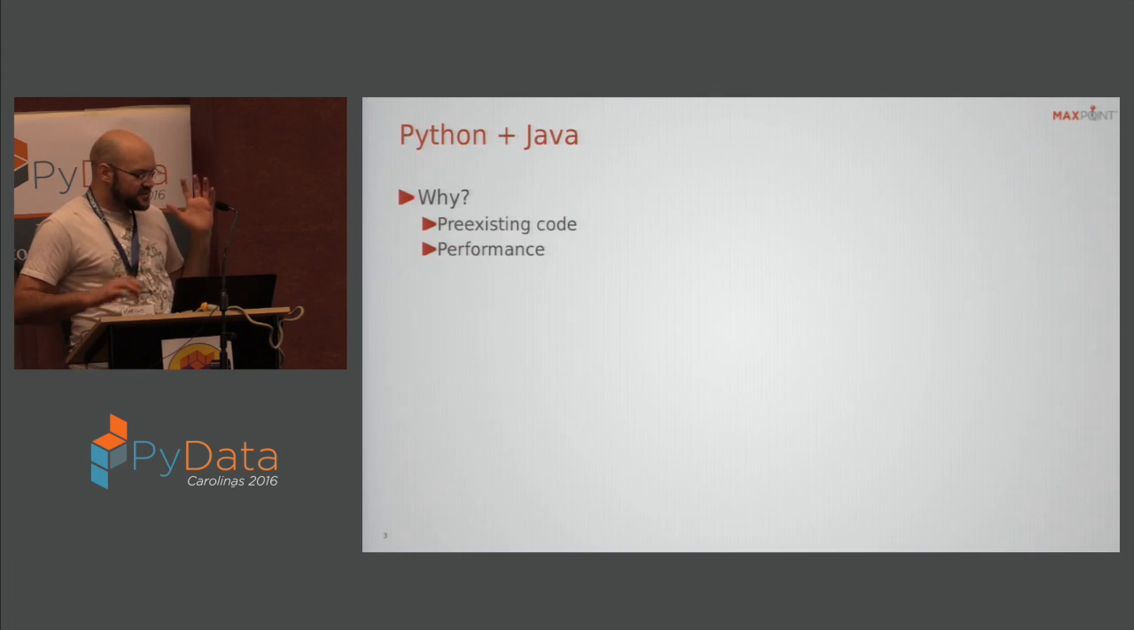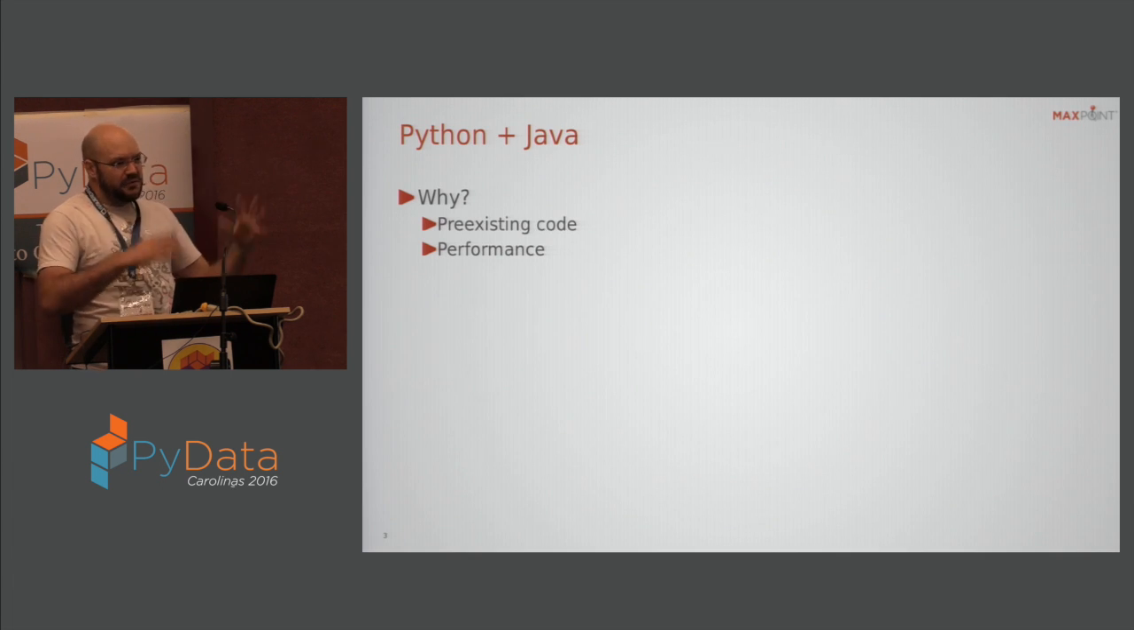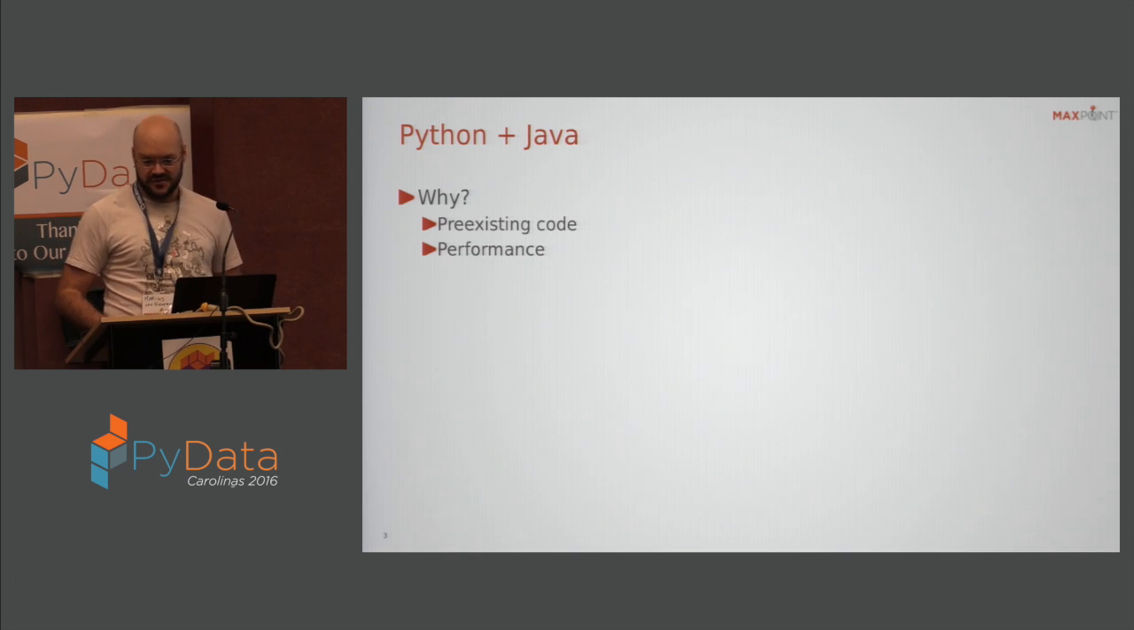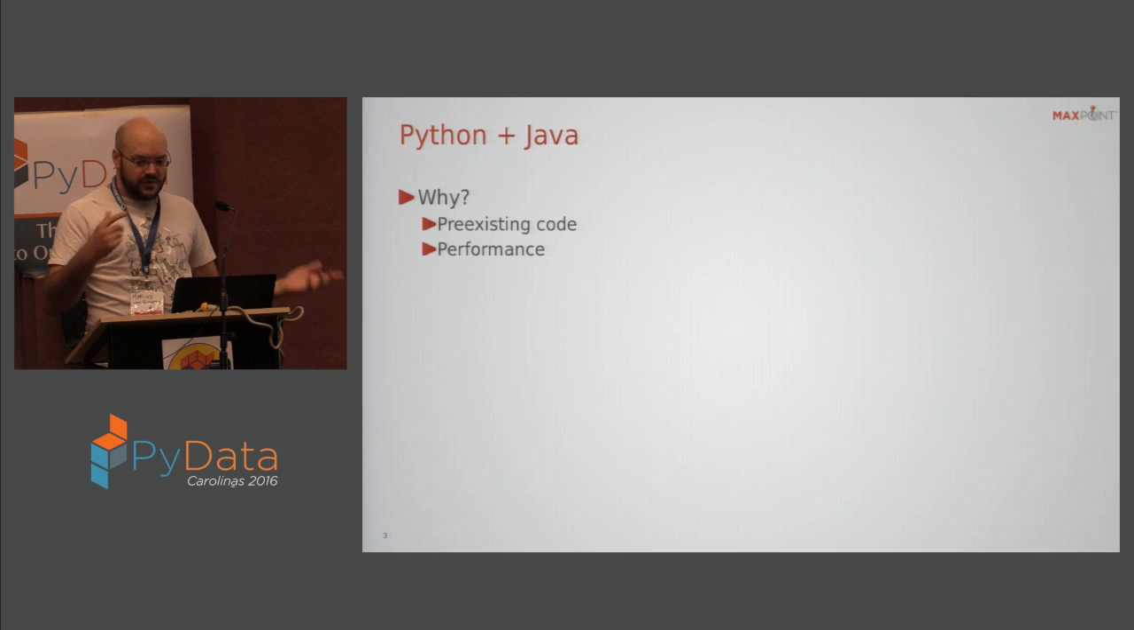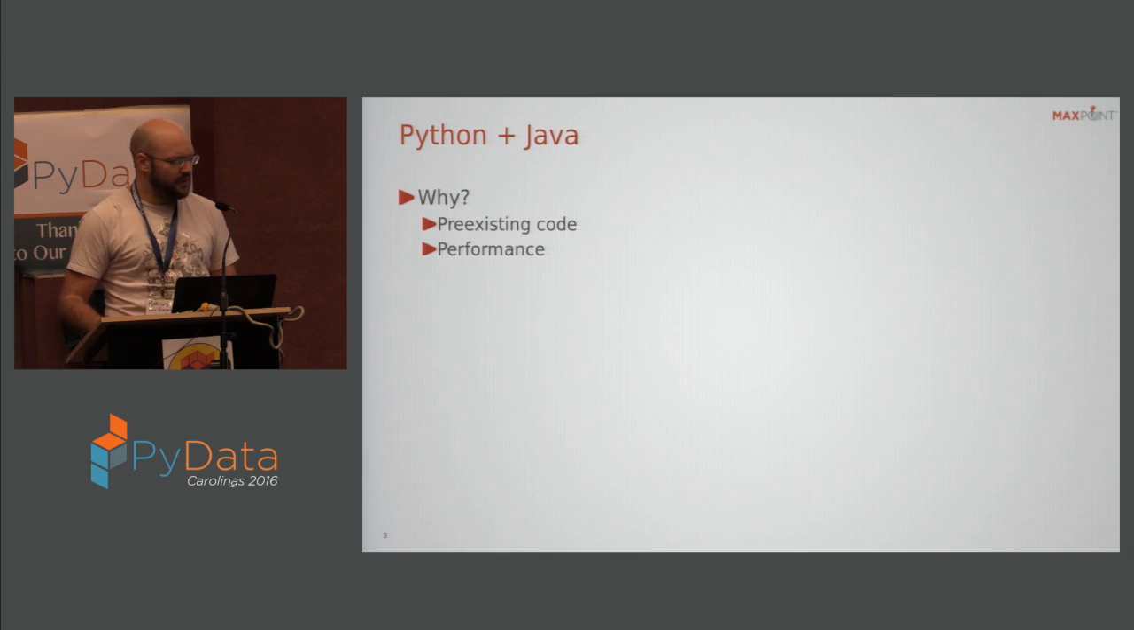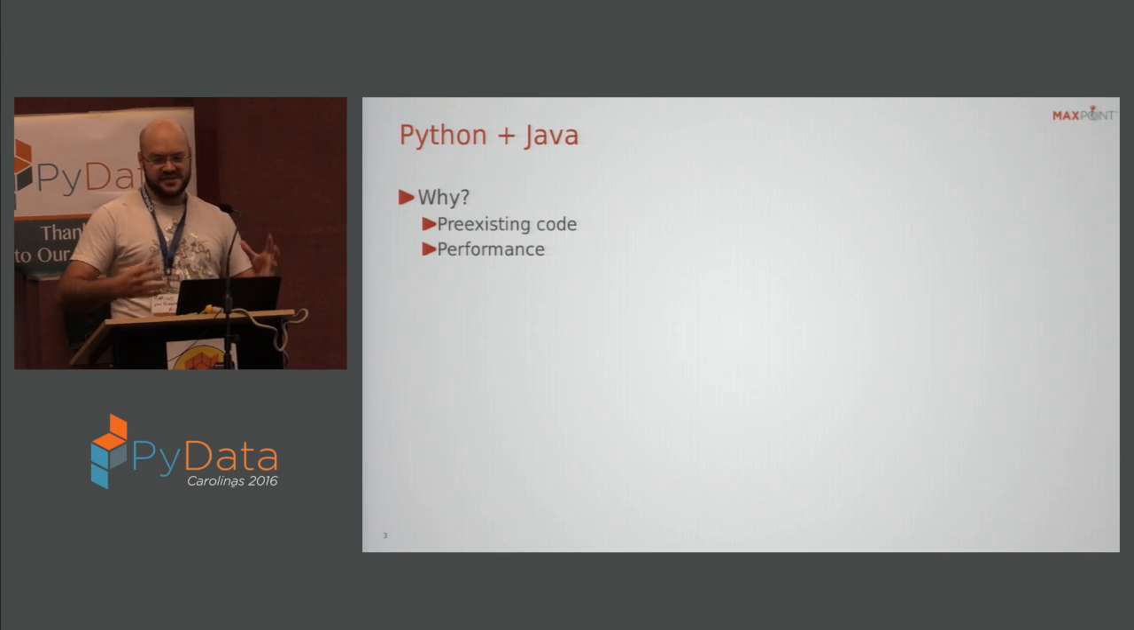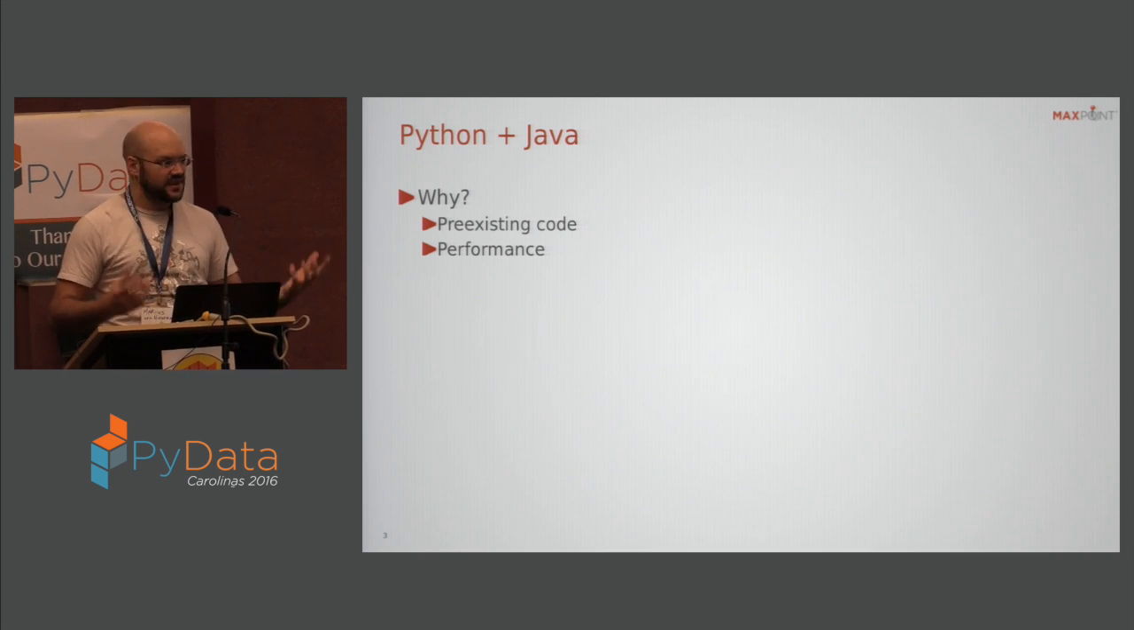So why would you want to do this? We integrate C and Python all the time. But why would you want to do Python and Java? The JVM is its own magic world, and it's kind of hard.